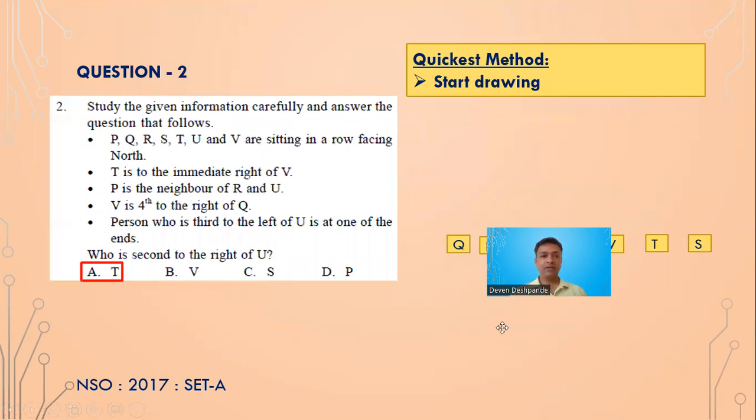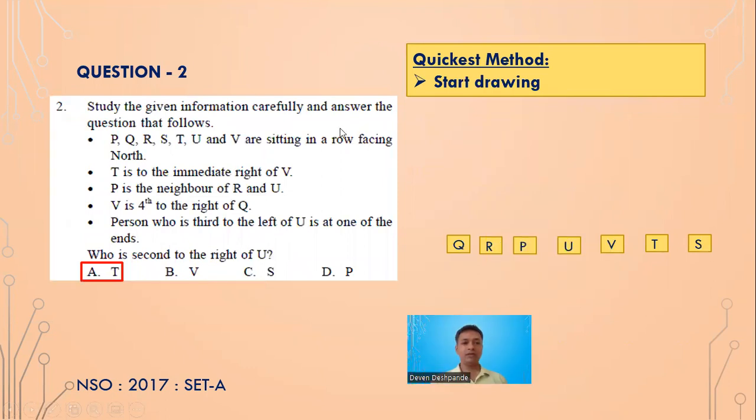Okay, next one. Study the given information carefully and answer the question that follows. P, Q, R, S, T, U, and V are sitting in a row facing north. T is to the immediate right of V. Now in such questions, immediately start drawing on the rough page or book. So T is to the immediate right of V.